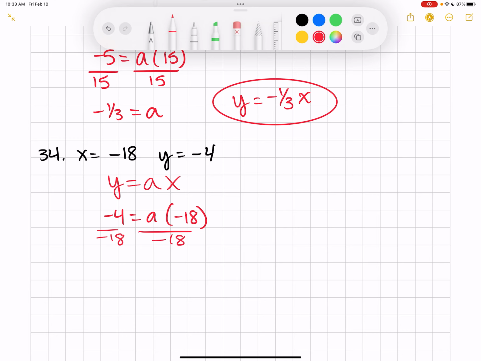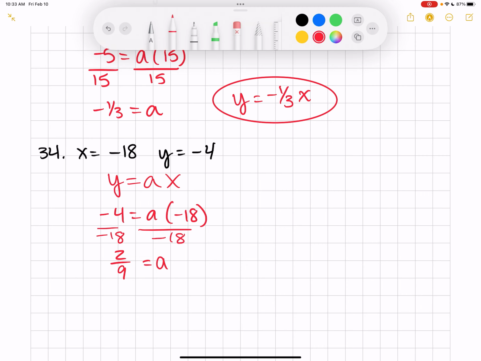So -4 divided by -18 would reduce down to what? 2 over 9. Yep. It's just positive because they're both negative, so it becomes positive. I didn't know the other one, it's kind of attached, so it's kind of hard to tell. There we go. All right, so then my final equation would be what? y equals 2 over 9x. Yep.